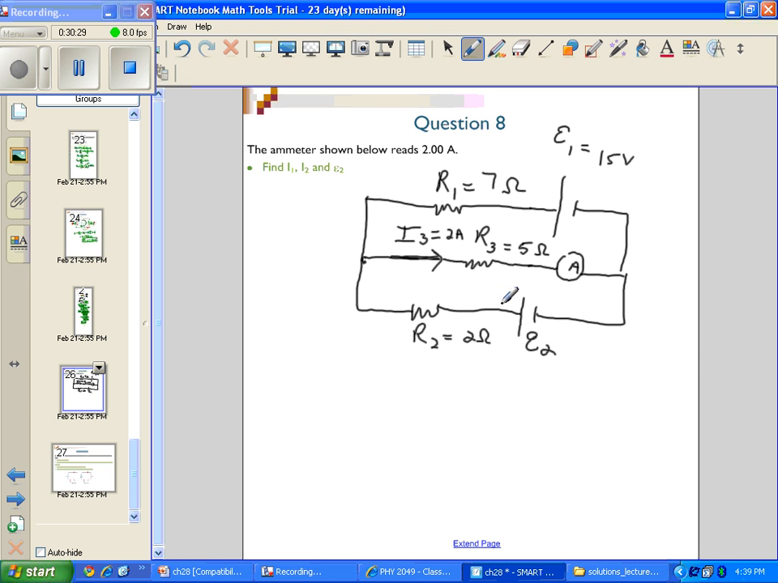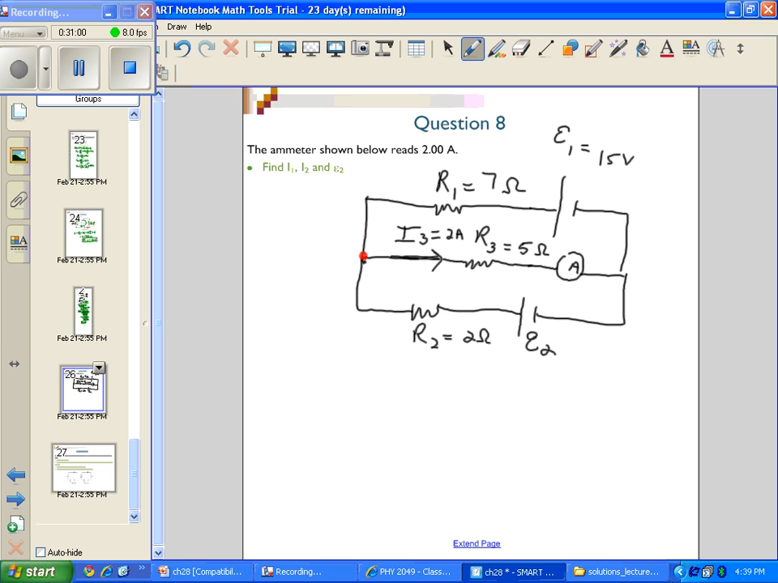The only thing we have here is the direction of I3. I have not drawn out the directions of I1 or I2, even though on your original paper you have that. Let's go ahead and just randomly choose these directions as we apply the junction rule. The first thing is that we want to decide the junction point. Since I3 is drawn this way, let's choose this to be our junction.